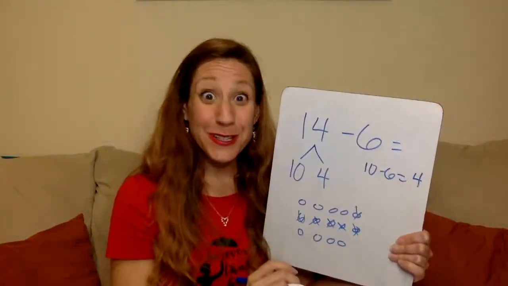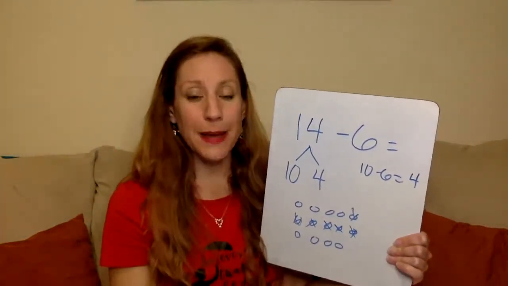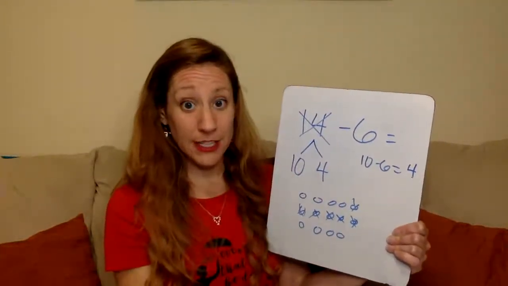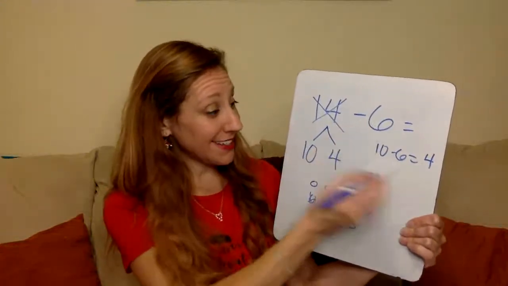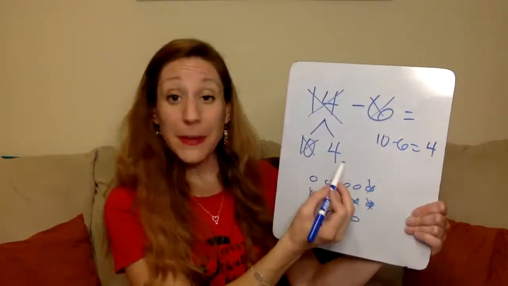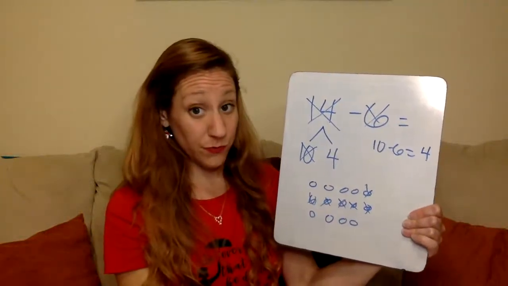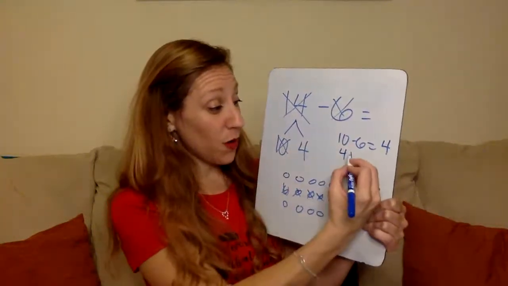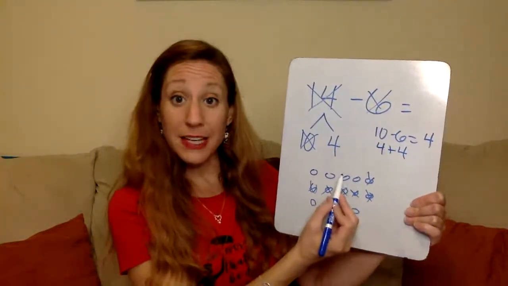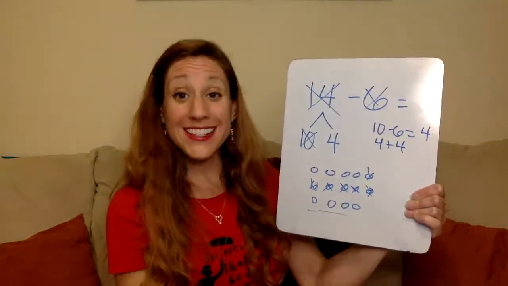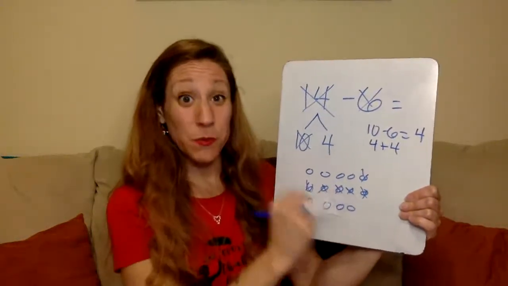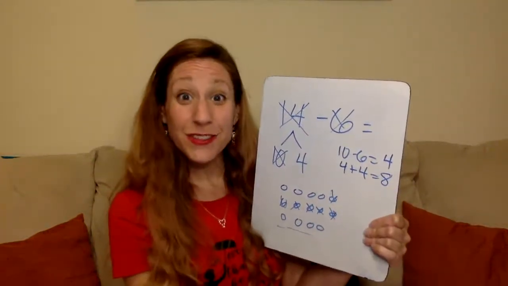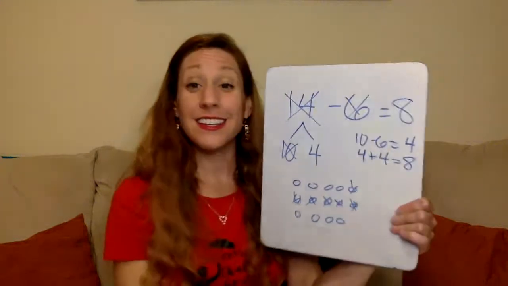Now, this is the tricky part again. We're going to add those things back together, but I split the 14 up into 10 and 4. I don't have that anymore. And then I did 10 minus 6 to get 4, so I don't have those left, but I do have this 4 left over. So I need to add the 4 that I got from 10 minus 6 and the 4 here. So the 4 from 10 minus 6 and the 4 from my second 10 frame, or the ones in that teen number. And that brings me to 8. So 14 minus 6 equals 8.